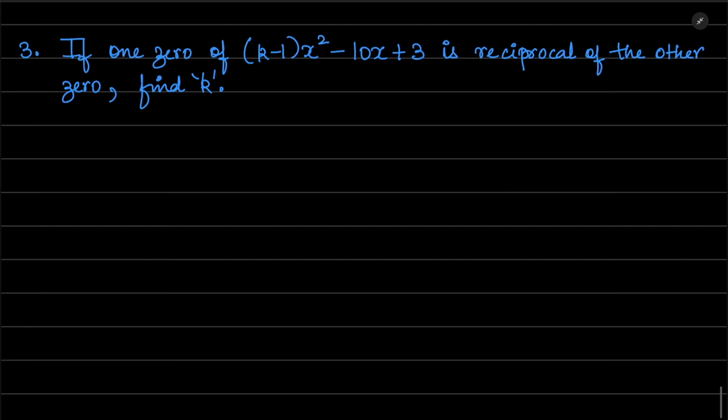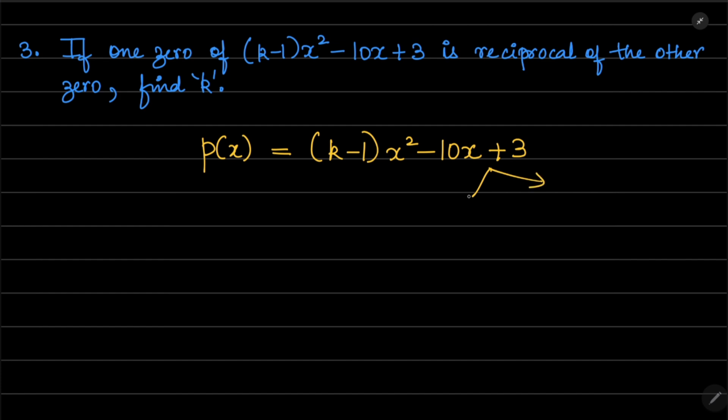A very important question. If one zero of the polynomial k minus 1 into x square minus 10x plus 3 is the reciprocal of the other zero, find k. Now, let us write the given polynomial with variable x: k minus 1 multiplied by x square minus 10x plus 3. And what is given is one zero is the reciprocal of the other zero. If one zero is alpha, the other zero is the reciprocal of alpha, which is 1 by alpha. And you have to find k.